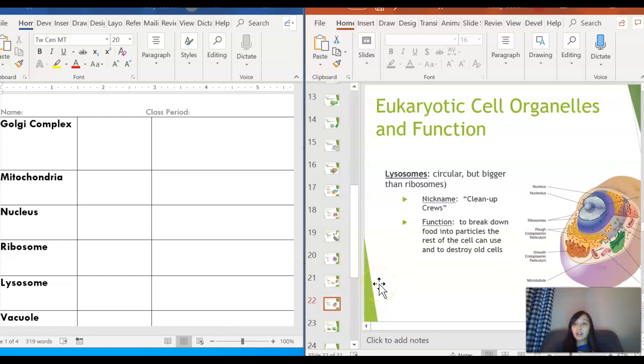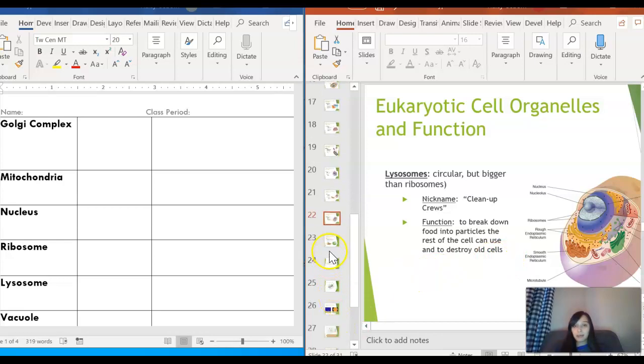Lysosomes, they're circular but bigger than ribosomes. The nickname is the cleanup crew. They're like Lysol, clean up, get rid of germs. The function is to break down food into particles the rest of the cell can use and to destroy old cells. So it's cleaning up.